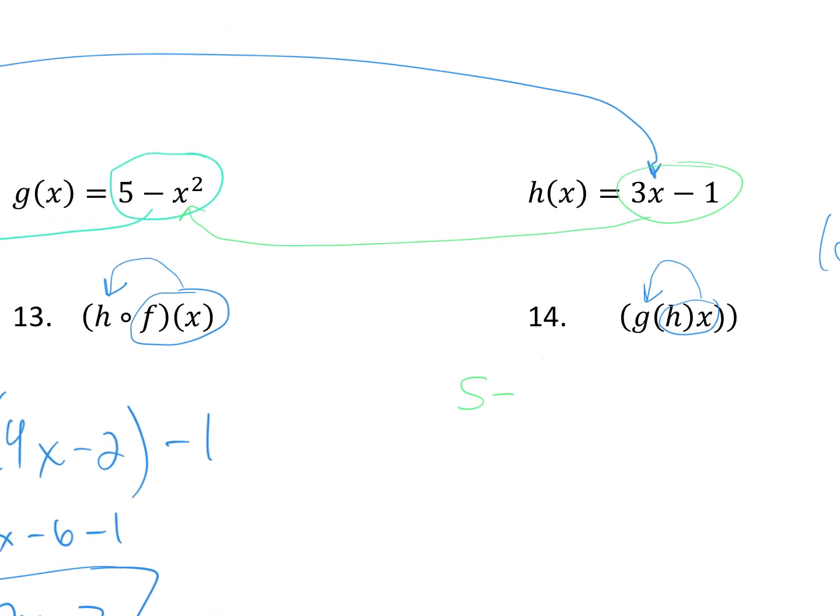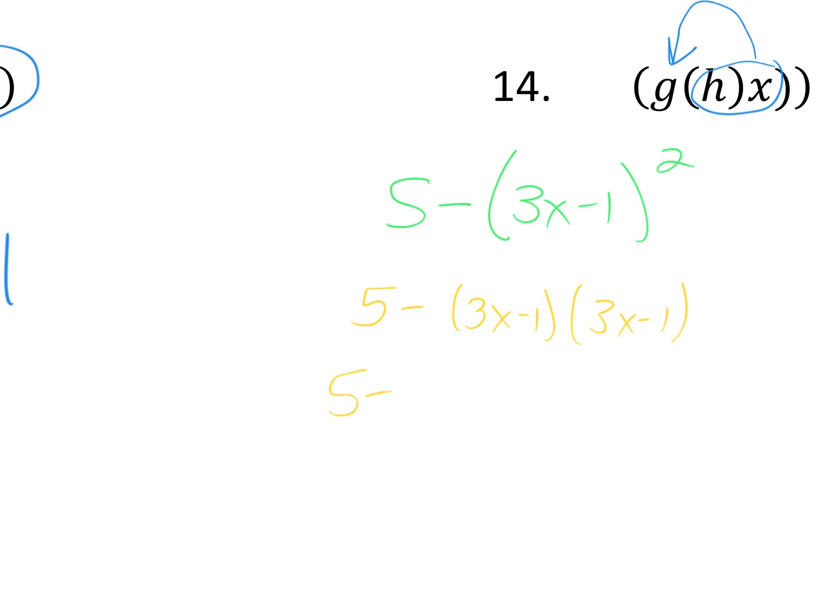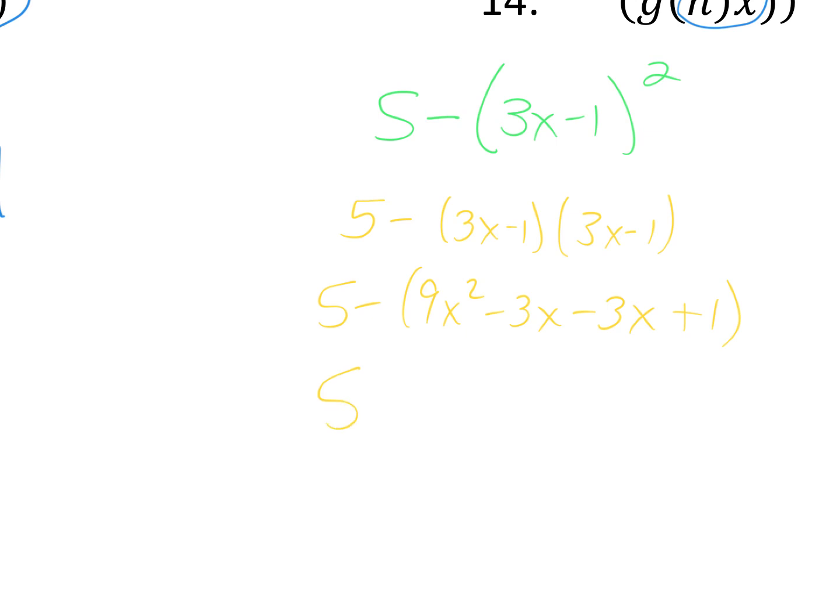So 5 minus, instead of x squared, I'm going to write 3x minus 1, and then I finish and I have quantity squared. This is just an algebra problem, guys. What do I do first? That says 3x minus 1 times what? 3x minus 1. That minus sign stays out in front. Don't even worry about it yet. So you have 5 minus, what's 3x times 3x? 9x squared. 3x times negative 1 is minus 3x. Negative 1 and 3x is minus 3x. Negative 1 and negative 1 is a plus 1. So I have 5 minus 9x squared minus 6x plus 1.